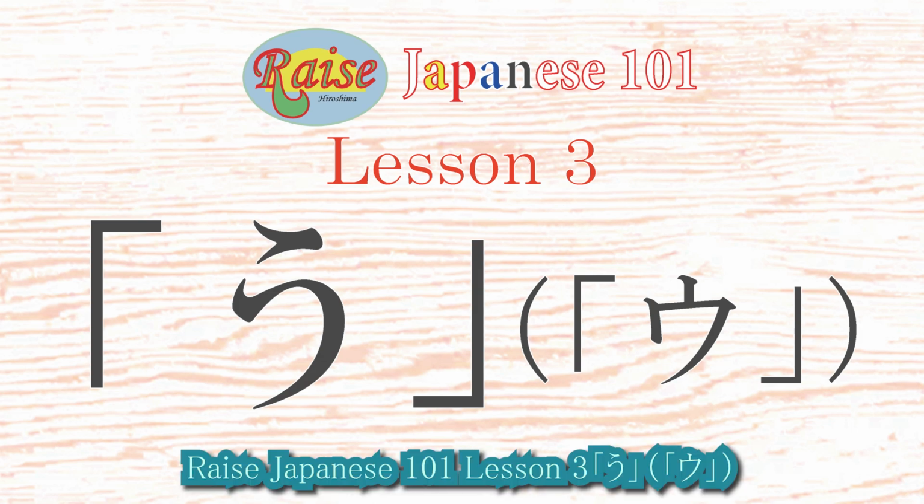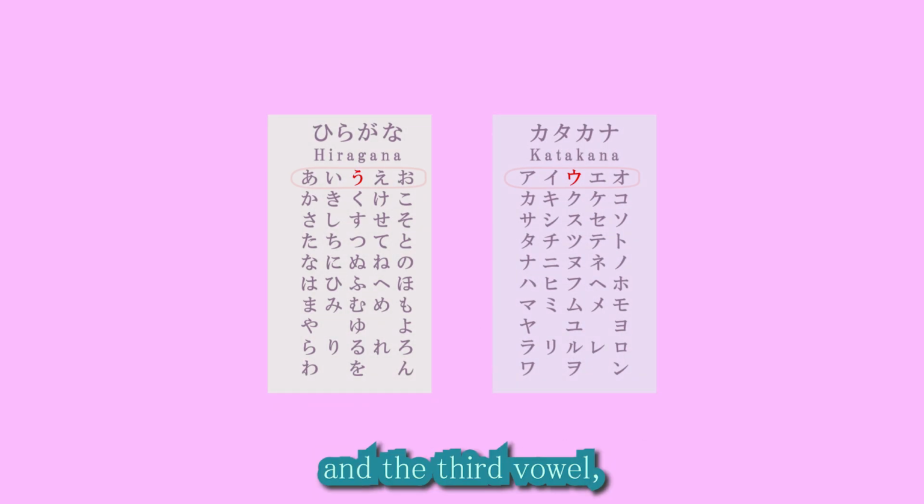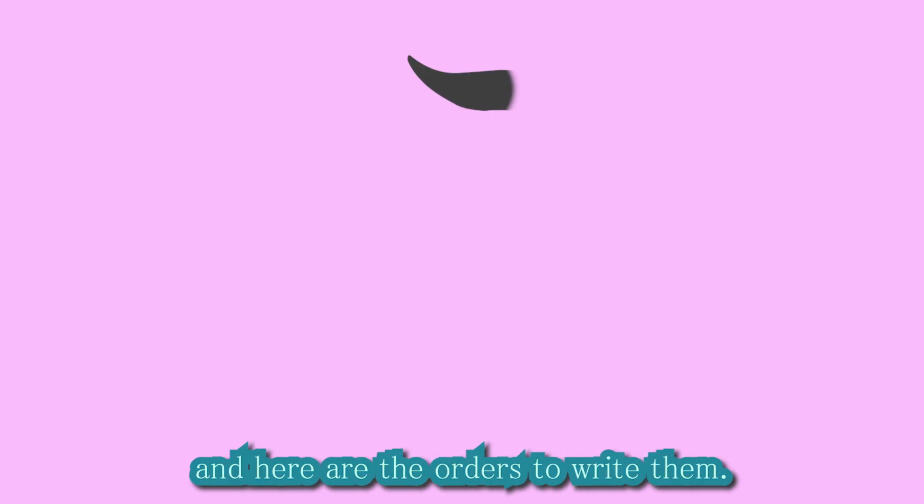Raise Japanese 101, Lesson 3, う. う is the third syllable and the third vowel, and here is the order to write it.